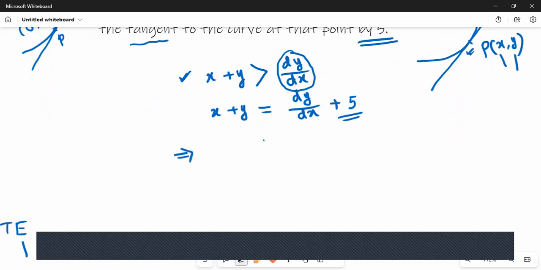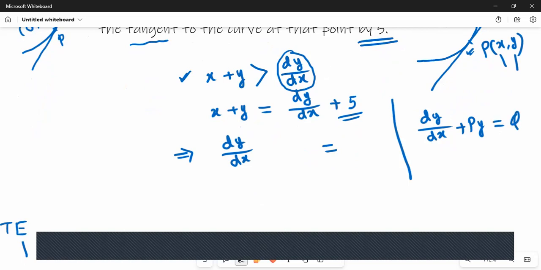So I will write dy dx as, then again, we will try to see it in that format, dy dx plus py equal to q. So you need a y on the left. So obviously, this y you have to shift. So this will be minus 1 y. And the x part will be on the right. So x minus 5 will be on the right hand side. So this is your q, this is your p, correct?